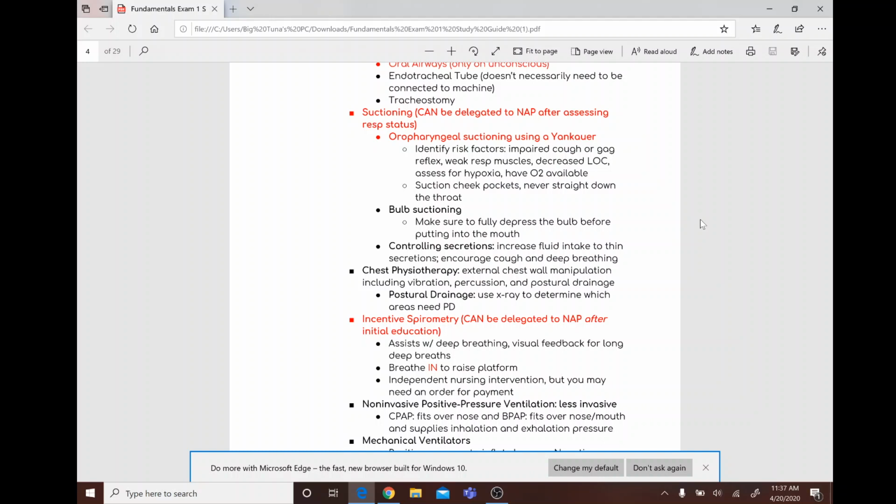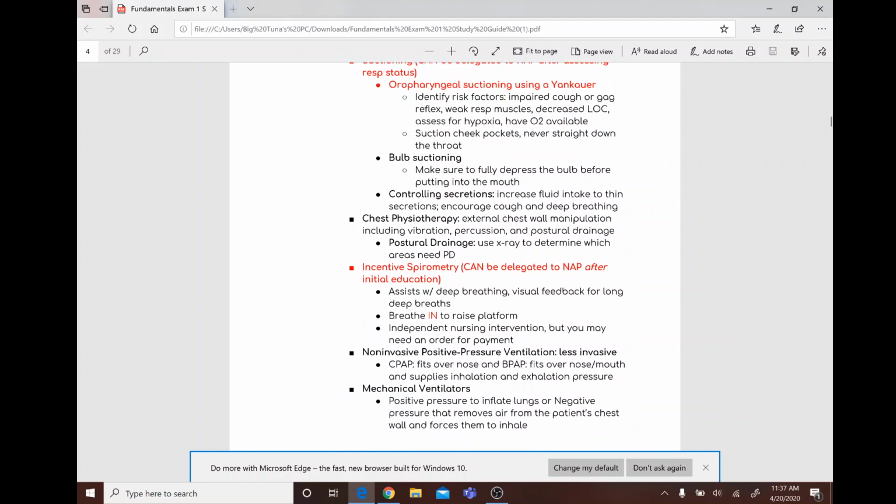Tell me about chest physiotherapy. External chest wall manipulation, including vibration, percussion, and postural drainage. Alright, what are we going to use to determine which areas need postural drainage? X-ray. Can we delegate incentive spirometry? You can delegate it after initial education. What do we use incentive spirometry for? It helps with deep breathing, visual feedback for long, deep breaths. You got to breathe in to raise the platform.